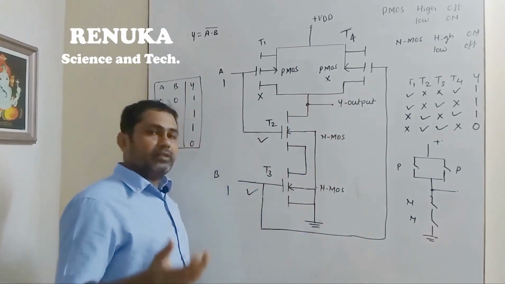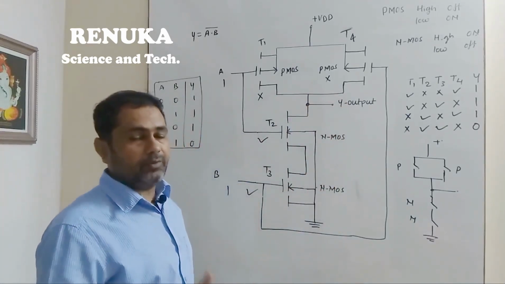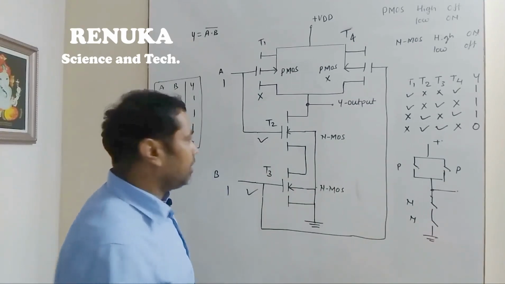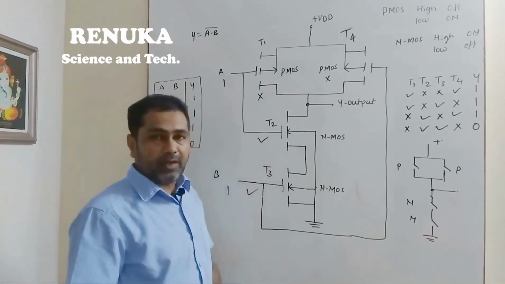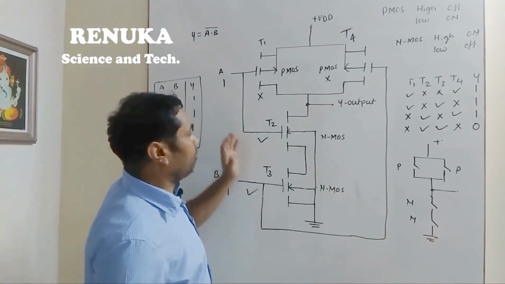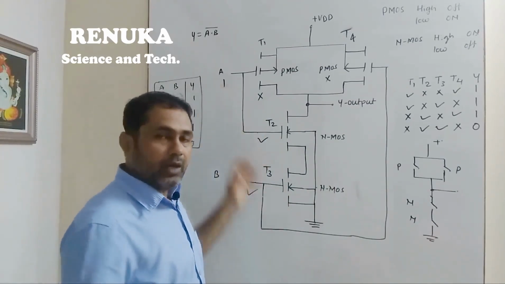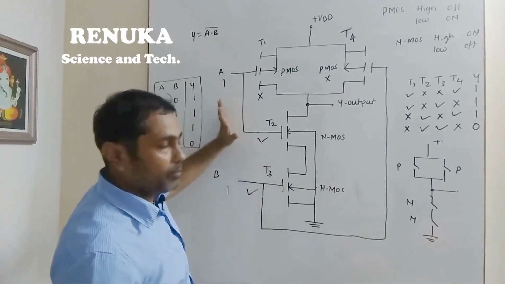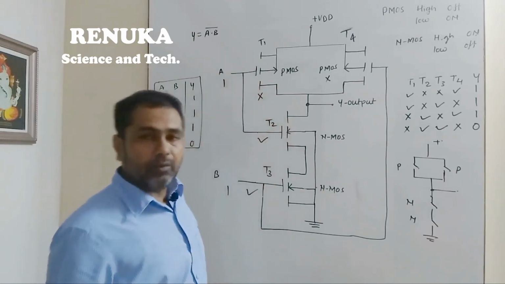Second thing, there is always a complementary connection. That means if the circuits have PMOS and NMOS, their connection should be complementary. That means the gate of PMOS and the gate of NMOS should be combined with each other, and they will be connected to a common gate terminal. So that will form the complementary connection.